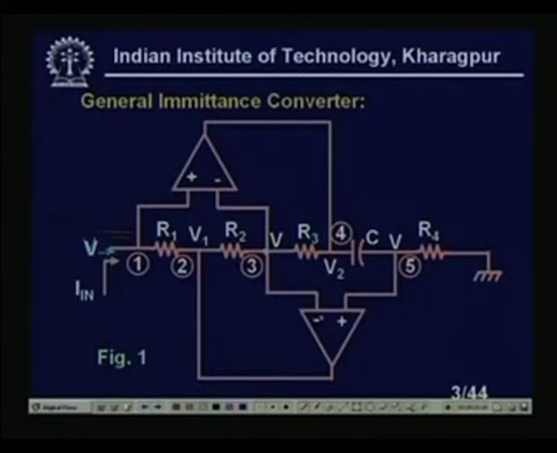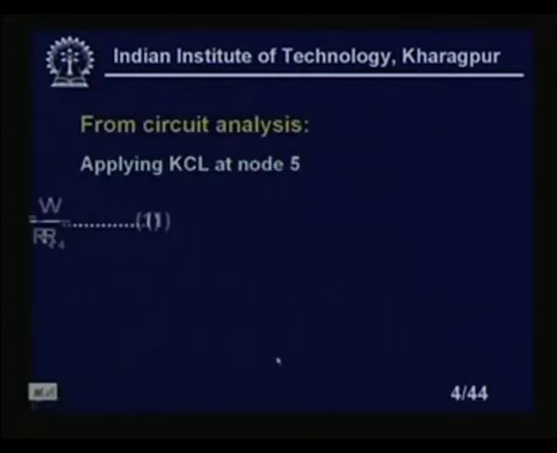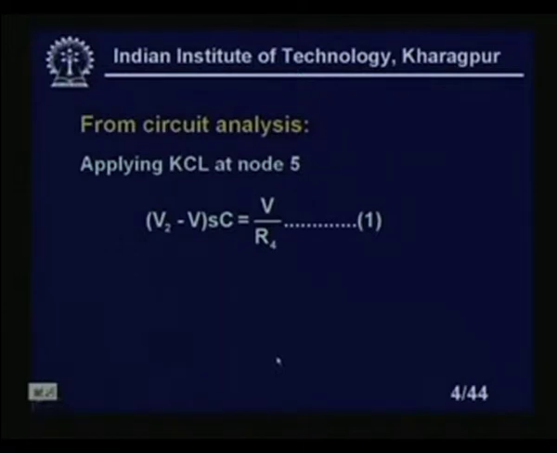So, this is connected again to the second amplifier. So, this node 3 potential and node 5 potential are the same, clear. So, if I now apply Kirchhoff's voltage law at node 5, we apply Kirchhoff's current law for the circuit analysis, and I will get (V2 minus V) by SC equal to V by R4.